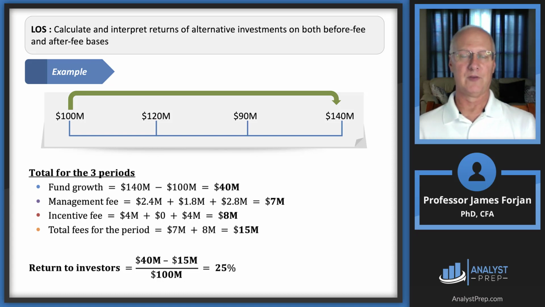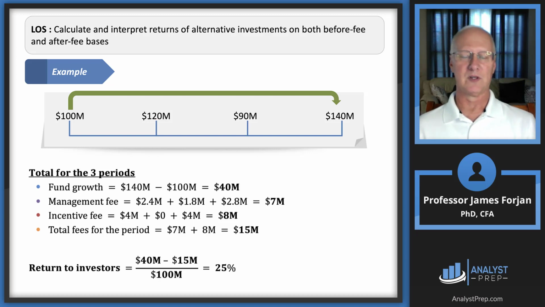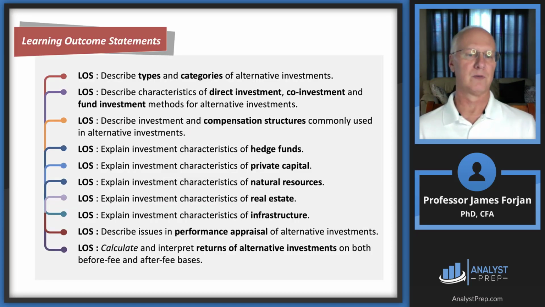So here's this 3-year holding period return that I was telling you about. We started with 100, we ended with 140. So there's the 40 in the numerator. So there's the 40%, right? But we have to subtract out all of those fees. So that's a 25% holding period return. That's a 3-year holding period return to investors.